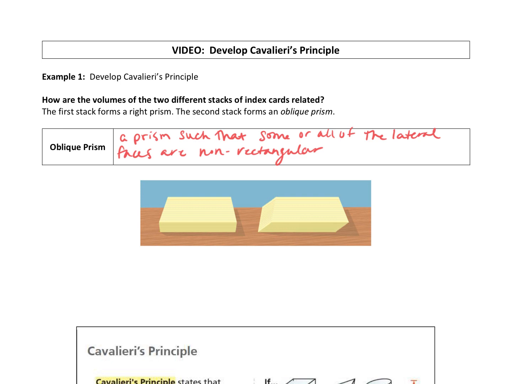So the question we're being asked is, how are these two stacks of index cards related? Well, one thing we can take note of is here is the height of that stack of index cards. And over here, the height from the top to the bottom is the same measurement. So those two stacks have the same height. So we'll just make a note. Both stacks have the same height.